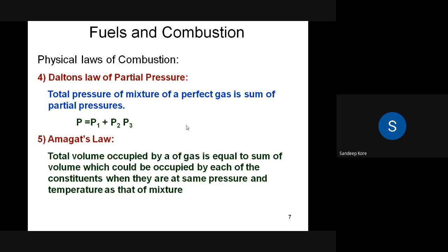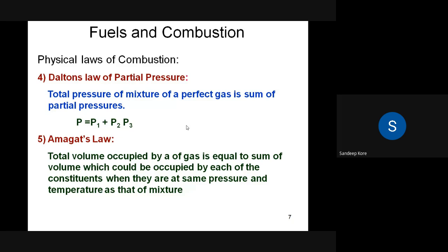Amagat's law. The total volume occupied by a gas is equal to the sum of the volumes which could be occupied by each of the constituents when they are at the same pressure and temperature as that of the mixture. So the total volume is equal to the sum of the volumes of each constituent.